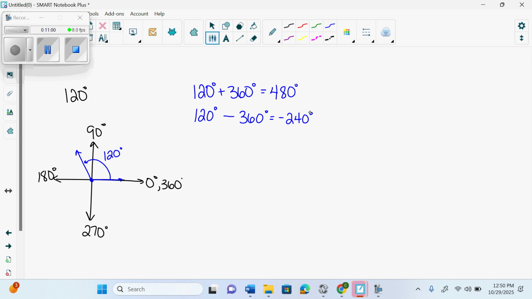A general solution is ultimately if I don't give you a restricted domain. So like for this one, let's say I gave you the domain, I want all the coterminals between negative 360 and 720, you would give me this one, and the 120, right?